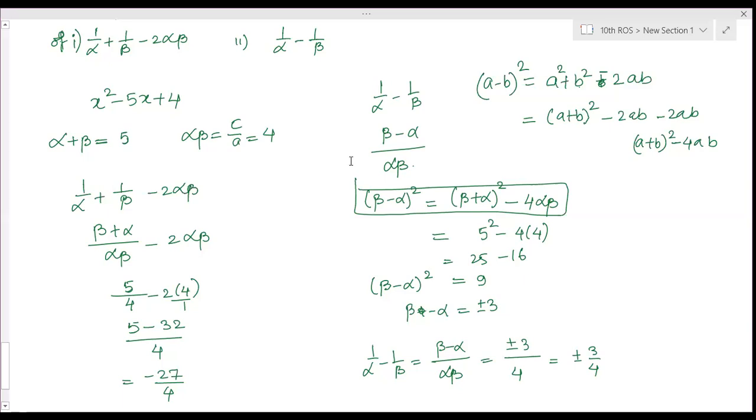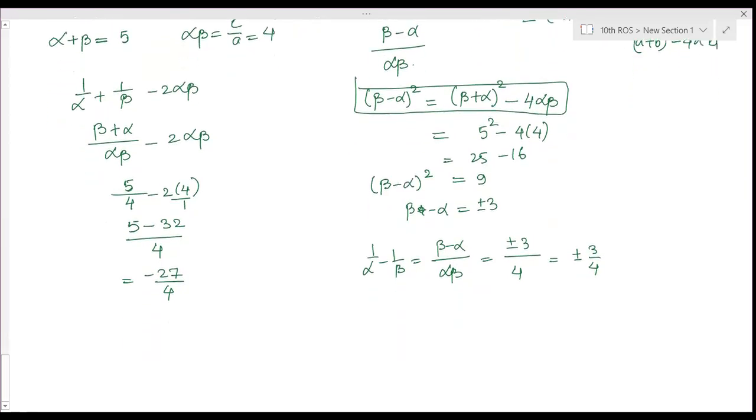Done? Yes, ma'am. The polynomial is, I'm not writing the full question now, 5y square minus 7y plus 1, and find the value of 1 by alpha plus 1 by beta.